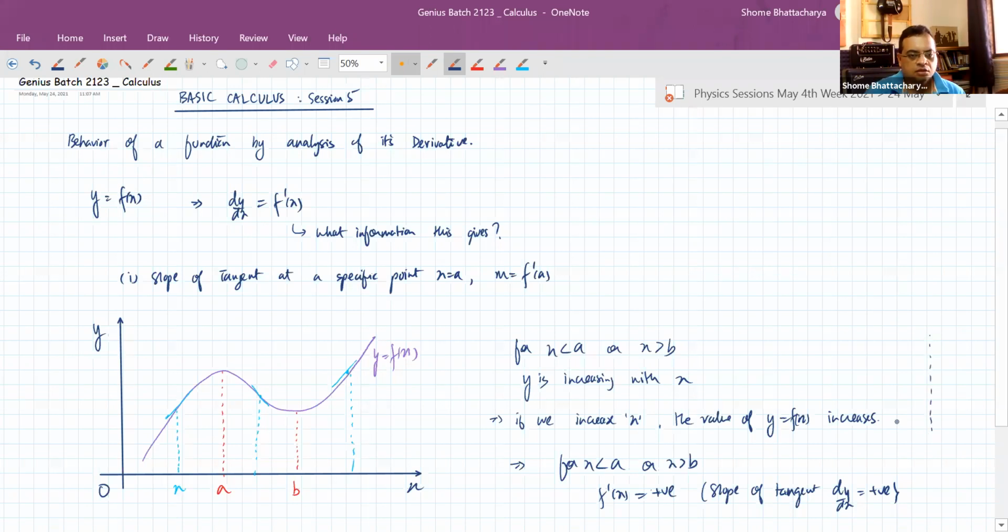So by analyzing the algebraic sign of the derivative, whether it is positive or negative, we can get an idea about whether the function is increasing or decreasing in a given interval. So that is the point I'm trying to get at over here. Okay.